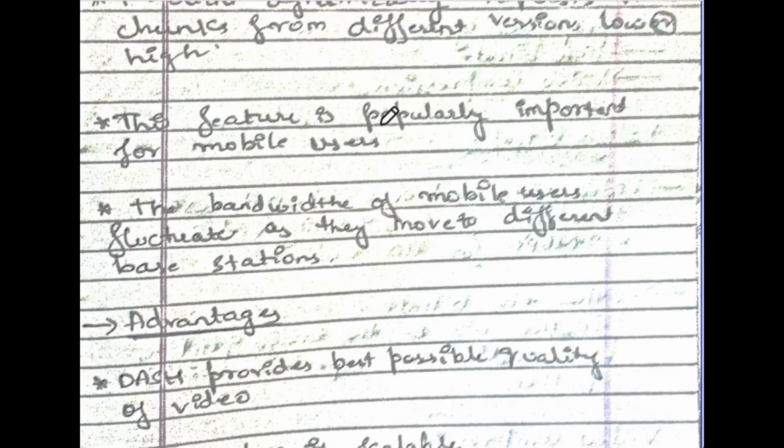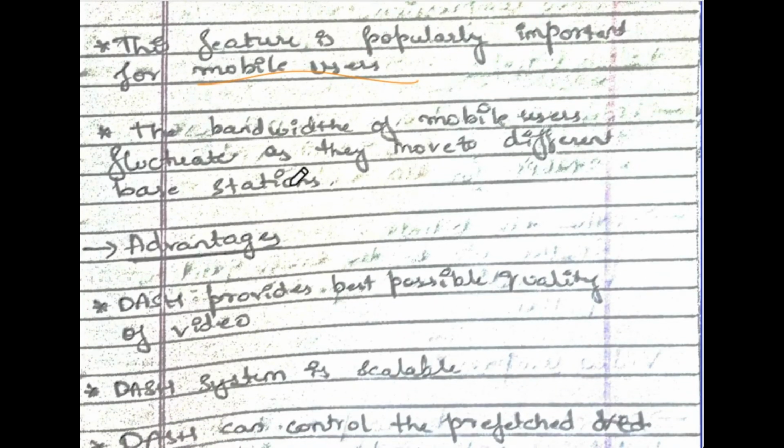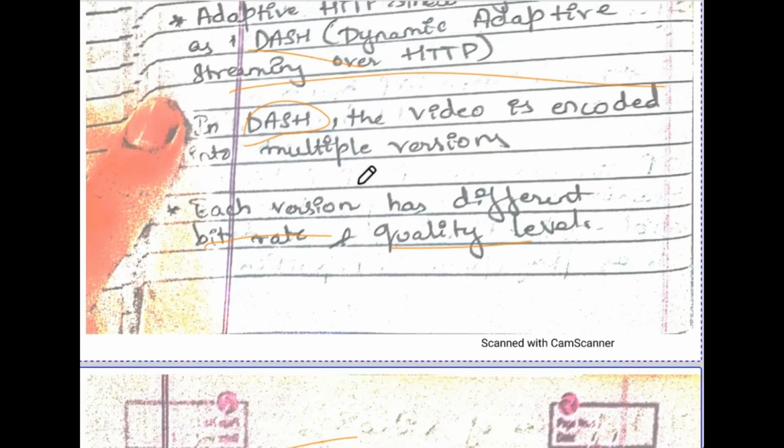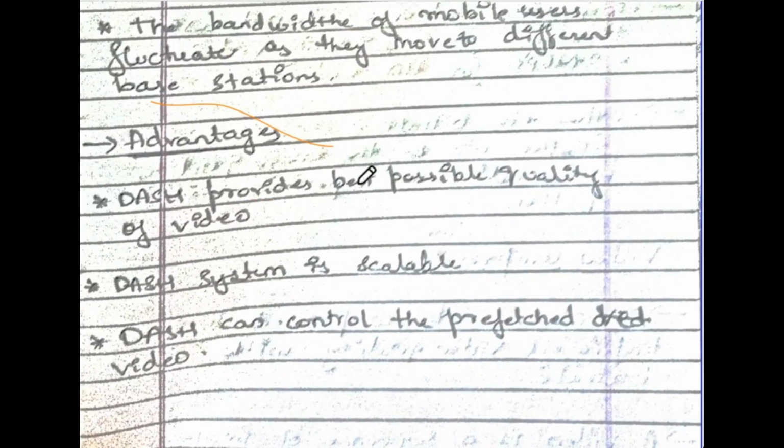This feature is mostly used by mobile users, depending on what quality of video they require. The bandwidth of mobile users fluctuates when they move from one base station to another. So the bandwidth fluctuates, and some disturbance would happen in adaptive HTTP streaming. Advantages: DASH provides the best possible quality of the video. It tries its best to provide the best quality.